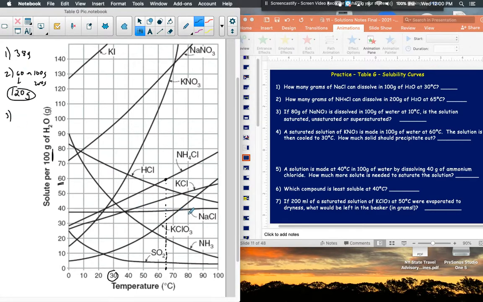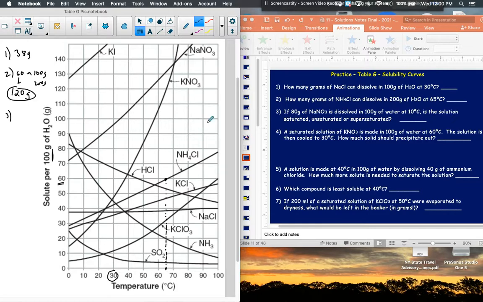Okay, so number three, let's just say we had 80 grams of sodium nitrate dissolved in 100 grams of water at 10 Celsius. Okay, so where is that on the graph? Then it says, is the solution saturated, unsaturated, or supersaturated? So we're just looking at where we are relative to the lines. If you're on the line, we're saturated, above the line, supersaturated, underneath the line, unsaturated.